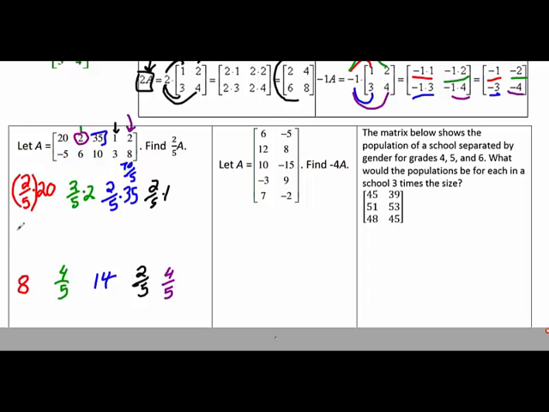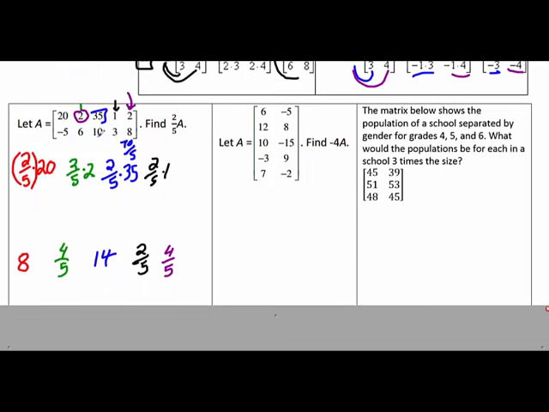Oh, we're halfway done. Just one more row to go. -5. I'm sorry, 2/5. 2/5 times -5. Well, let's see, 2 times -5 is -10. -10 divided by 5. Negative divided by positive is negative. 10 divided by 5 is 2.